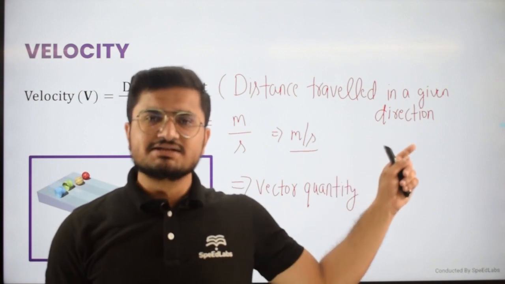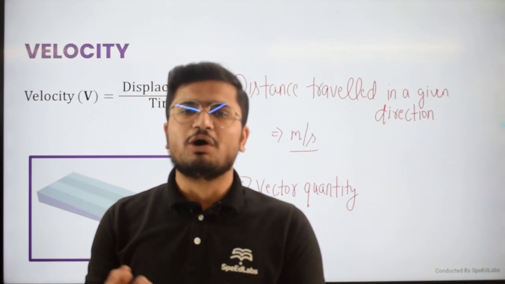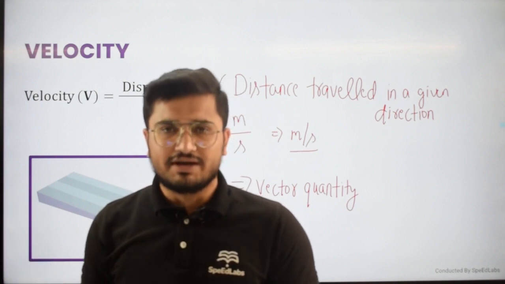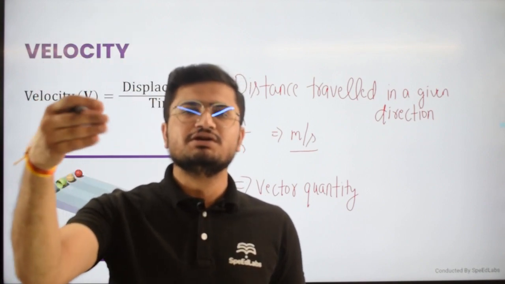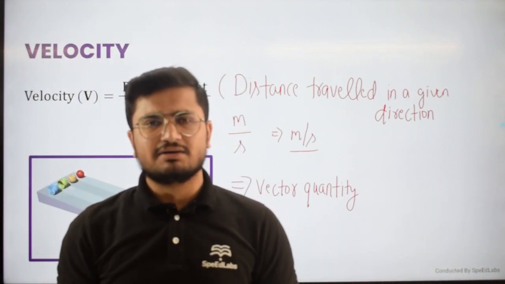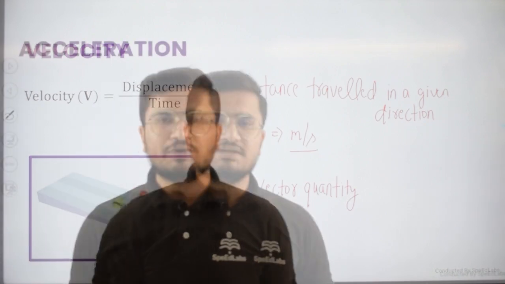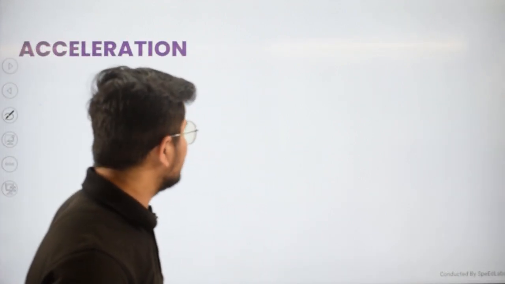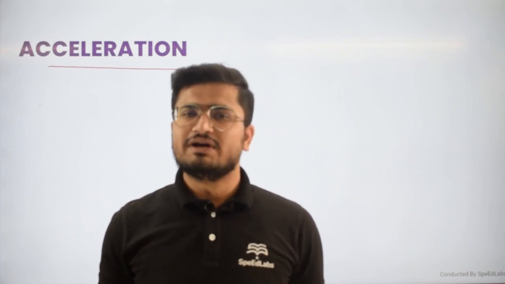But velocity tells us to know the exact position of the object, where that body is going: towards north, south, east, west. Today in this video we are going to learn about acceleration. What is acceleration? I hope till now you understood what speed and velocity are.